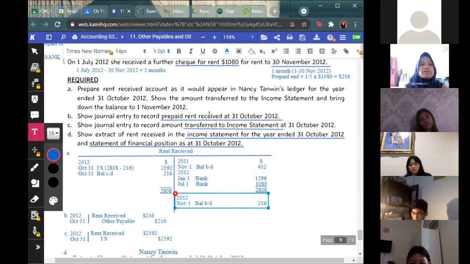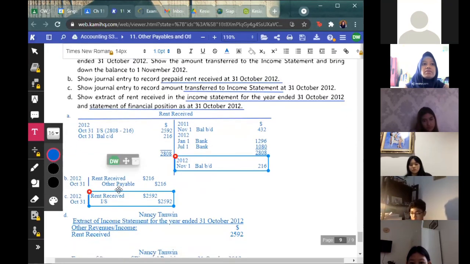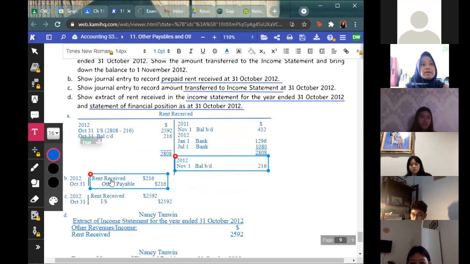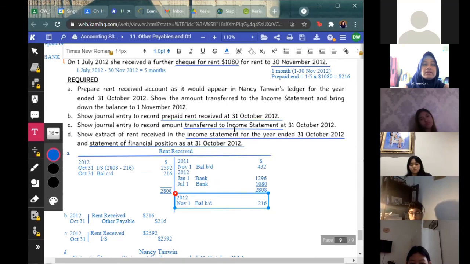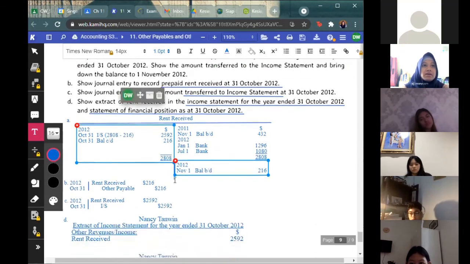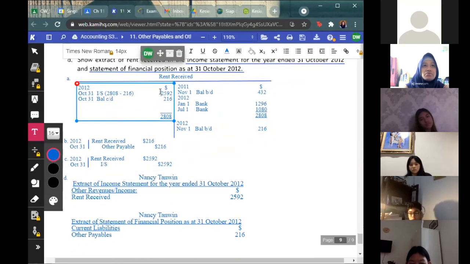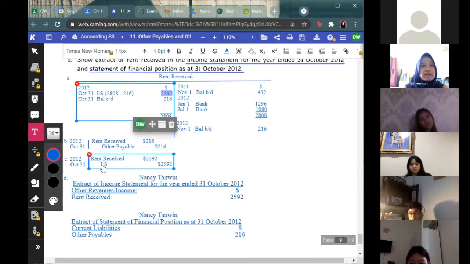After that, journal entry to record prepaid rent. Since prepaid rent is other payable, to record the journal entry, rent received will be on the debit side and other payables will be on the credit side. And next, journal entry to record income statement, your income statement is 2,592. So rent received will be on the debit side and IS will be on the credit side.